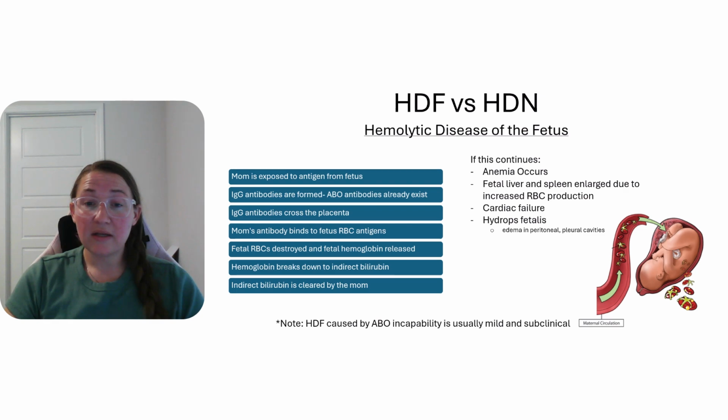And in extreme cases, we can see cardiac failure and something called hydrops fetalis, which is just edema in the peritoneal and pleural cavities. So this can cause a lot of havoc for the baby, but luckily in the ABO incompatibility, it's usually not an issue.